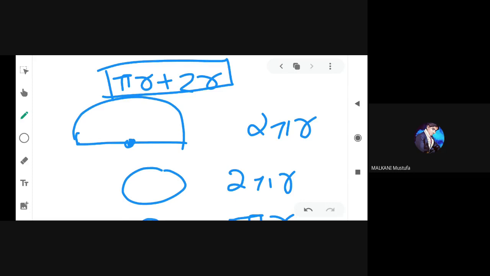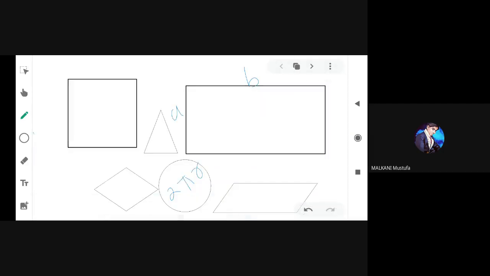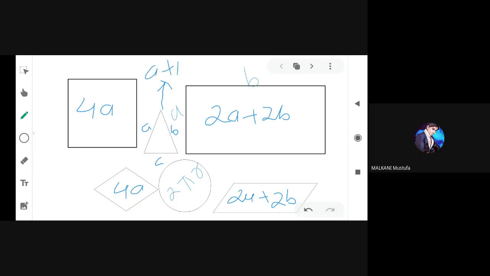Yes. Okay, now write down all these formulas fast. 4a, 2a plus 2b, and if the triangle having three sides A, B, and C, so what is the circumference? Sorry, perimeter A plus B plus C. Now write down all these formulas. Hurry up, boys.